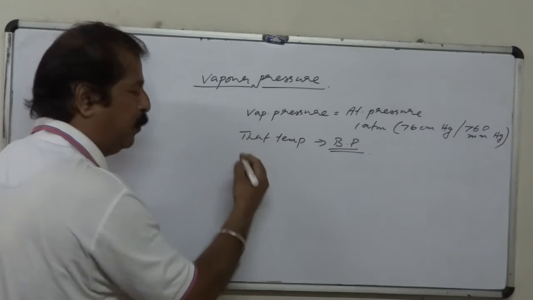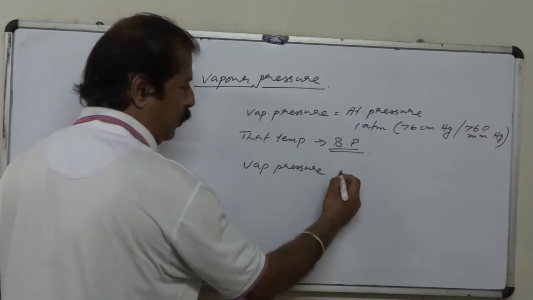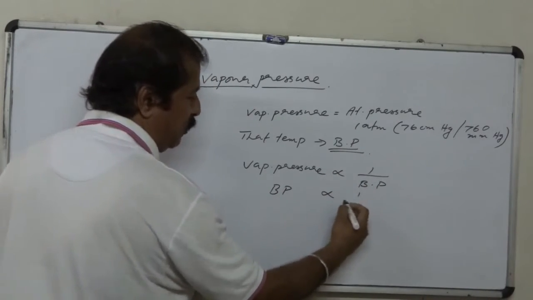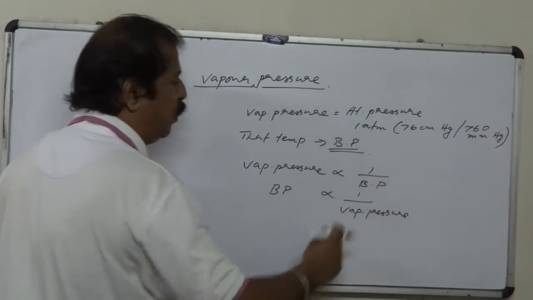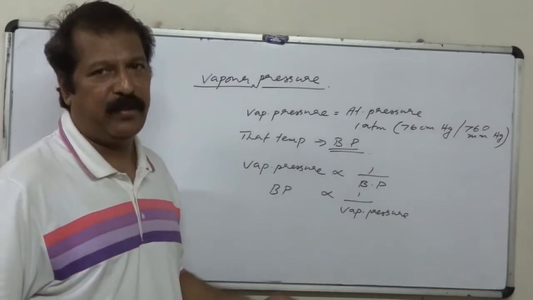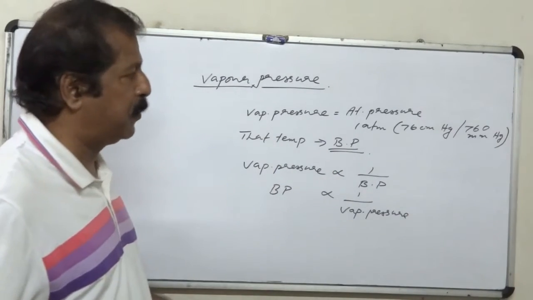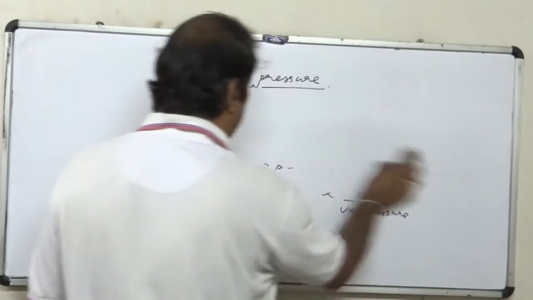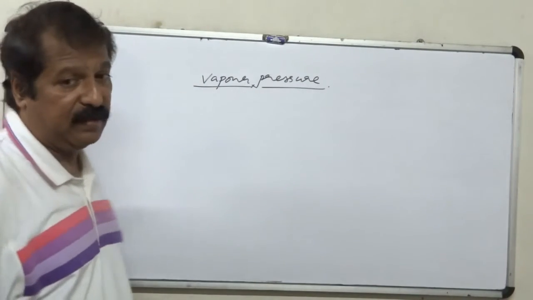So we have a relation between boiling point and vapor pressure. Vapor pressure is inversely proportional to boiling point. You can write it in the reverse manner also: boiling point is inversely proportional to vapor pressure. If vapor pressure is very high, then boiling point will be very low, and vice versa. If the vapor pressure is very low, boiling point will be very high. So that's about vapor pressure. All liquids have a definite vapor pressure at a given temperature, and that is a constant value at a given temperature.